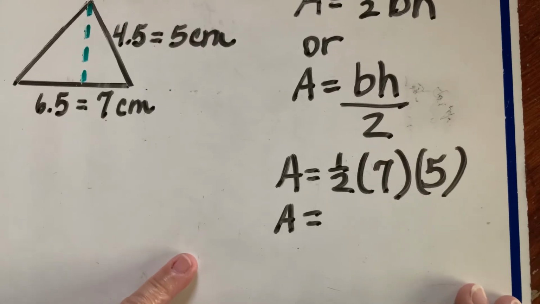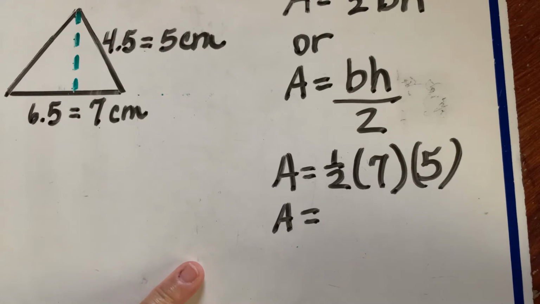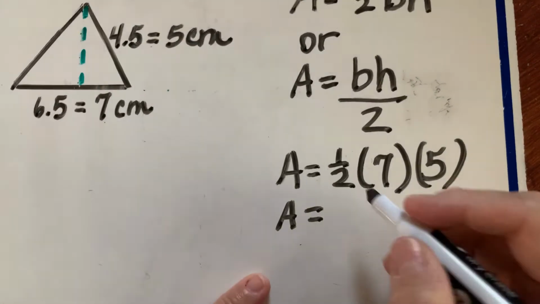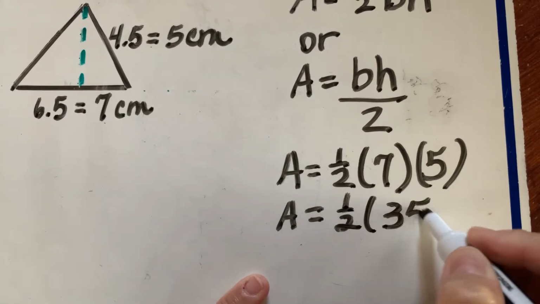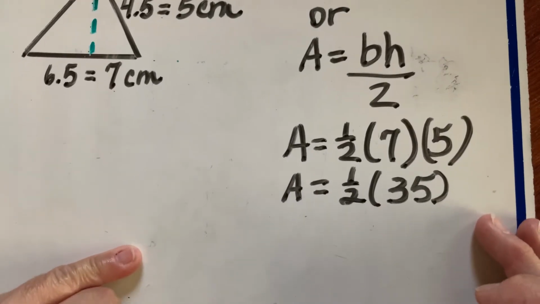Now, if we have 1/2 times 7 times 5, because it's all multiplication, our commutative property for multiplication, where you can multiply in any order, allows us to multiply 7 times 5, which is 35. And then we could just take half of 35, right? That's the same thing as dividing by 2.